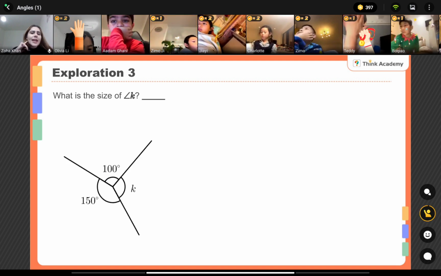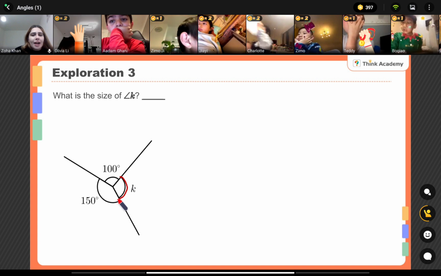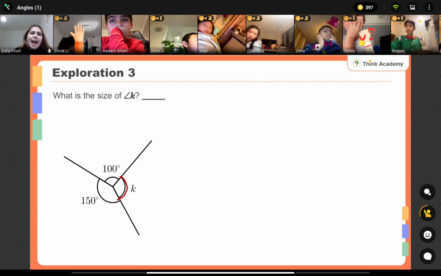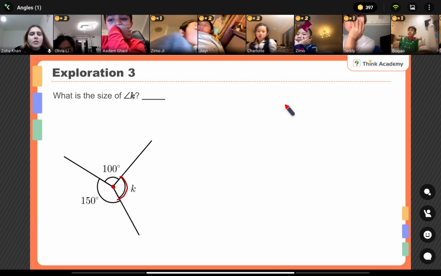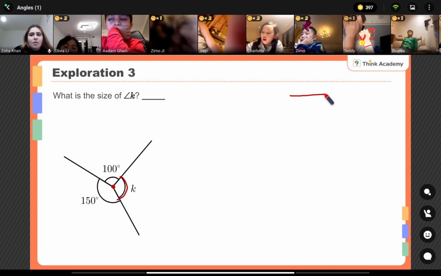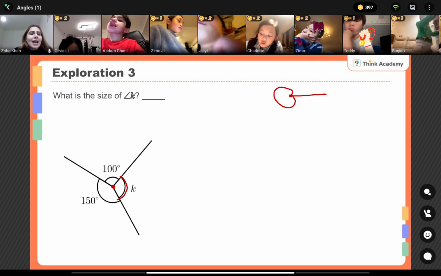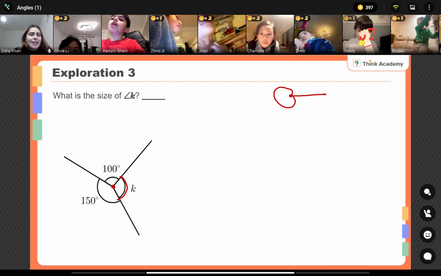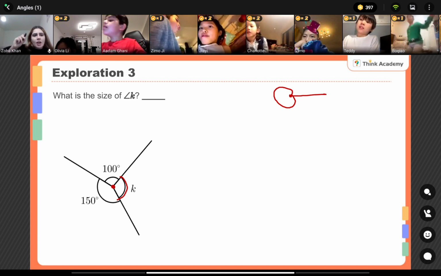Very good. Now let's have a look at this one. We want to work out what is the size of angle K. Hang on a second. This looks like angles around a point. Remember, whenever we have angles around a point, what does it have to add up to? Yes, Teddy, what does it add up to? Like a full turn adds up to?